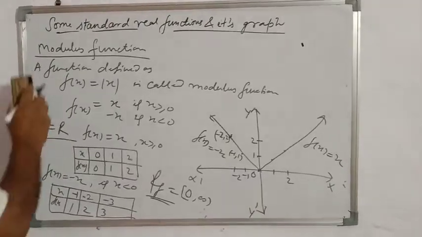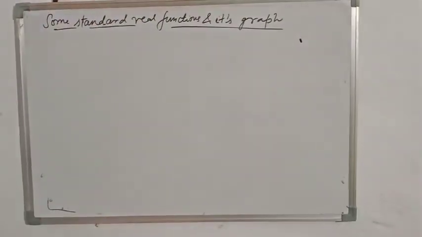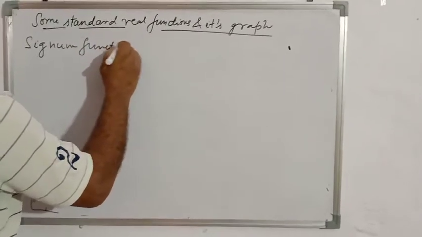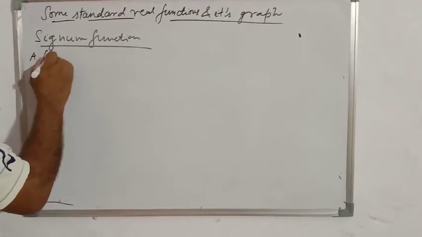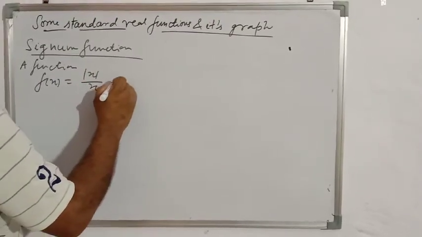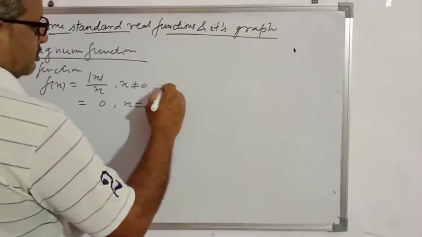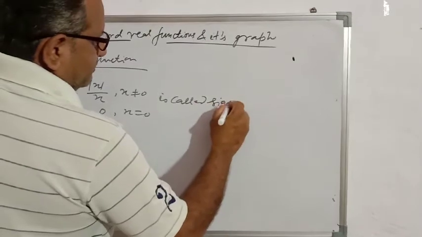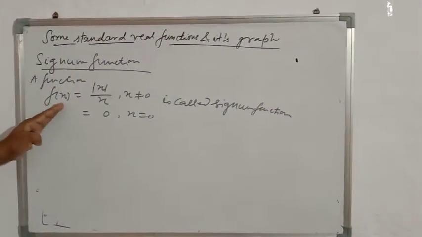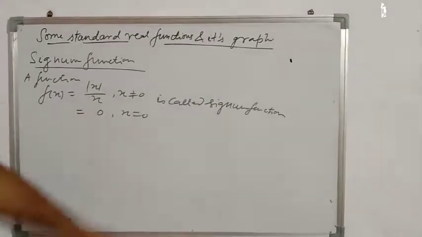Next function is the signum function. A function f(x) defined as f(x) is equal to mod of x upon x if x is not equal to 0, and it is 0 if x is equal to 0, is called the signum function.